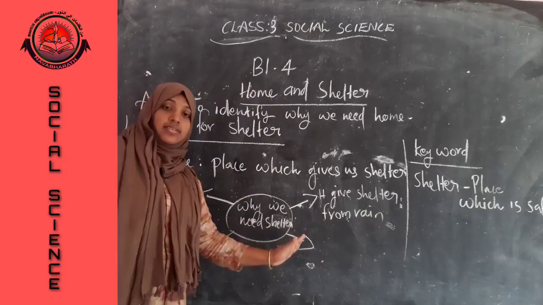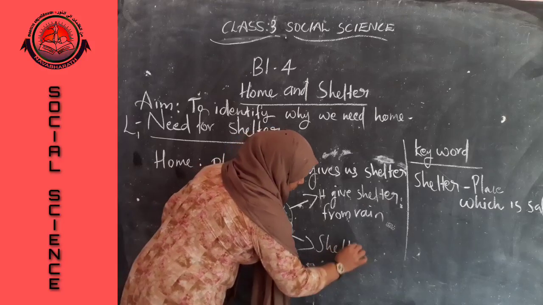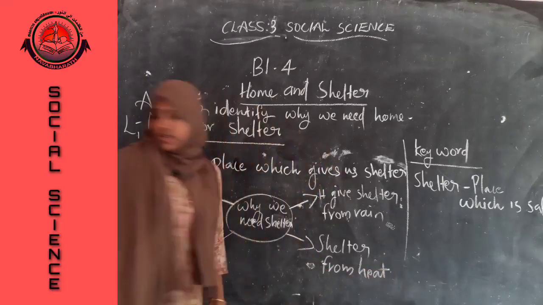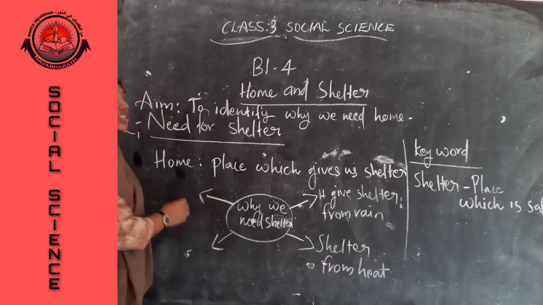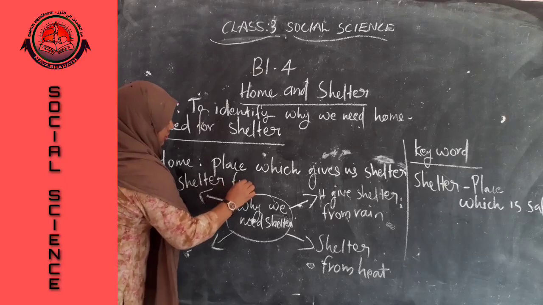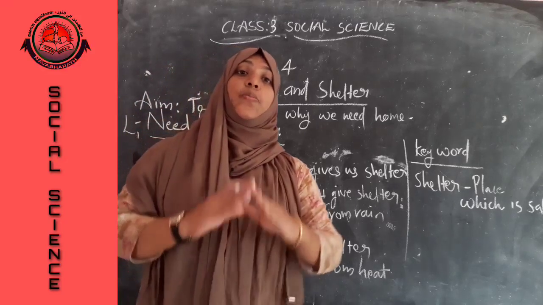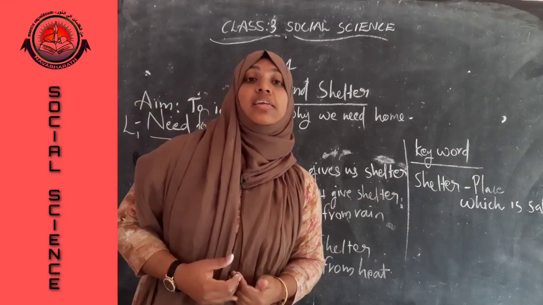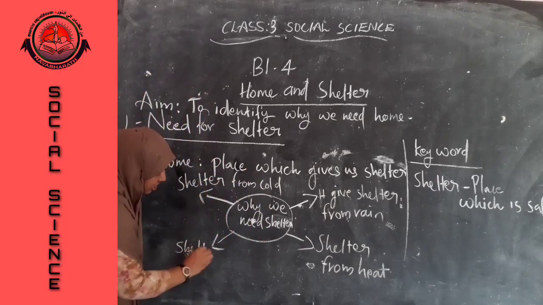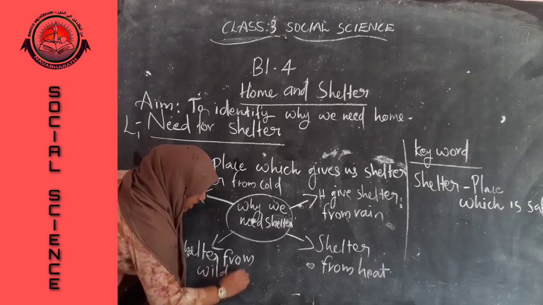Home gives us shelter from rain, shelter from heat, and also shelter from cold. Our home also protects us from wild animals. It protects us from wild animals, or it gives us shelter from wild animals.